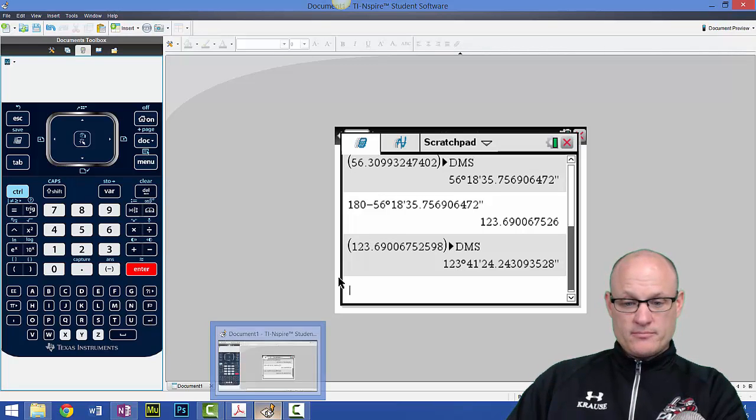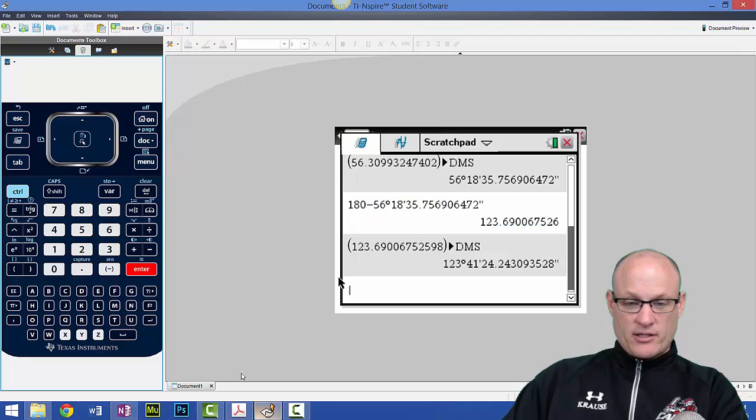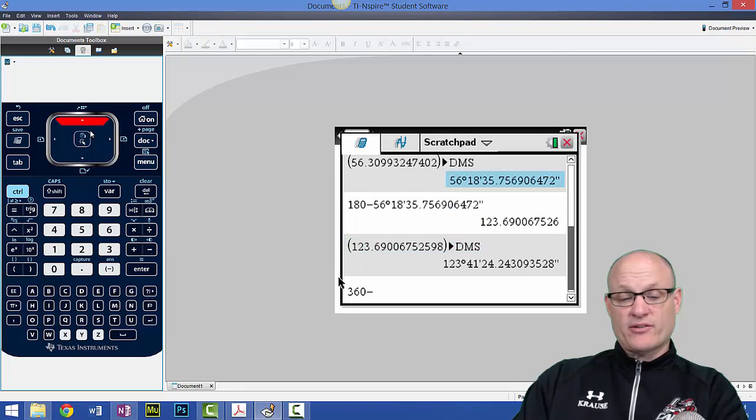123.41. 123 degrees, 41 minutes. Now I have to do 360 minus that. Now I'm going to go back to my calculator. I'm going to do 360 minus, and then I go back up to that thing I want to subtract, which is this 56 up here.